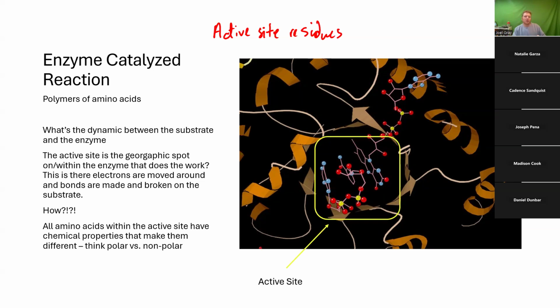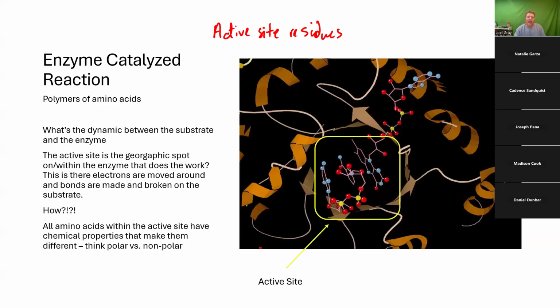Now, the active site residues are the residues within the protein that interact with and make change happen on our substrate. Could you give me a 7 in the chat if you understand that?